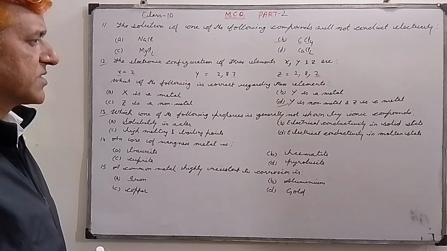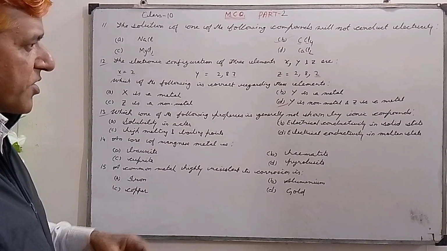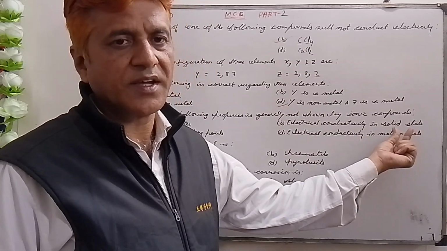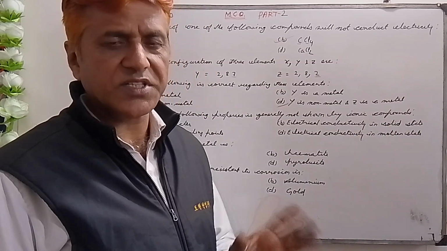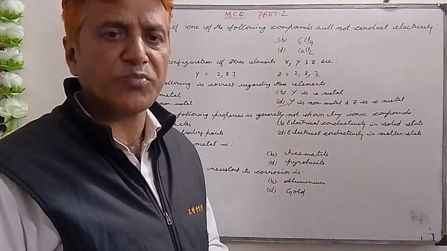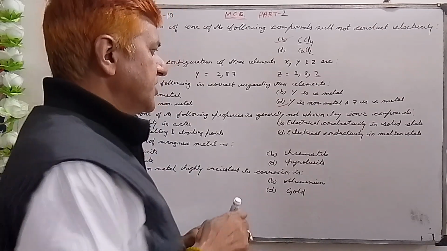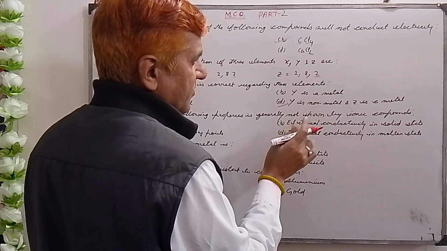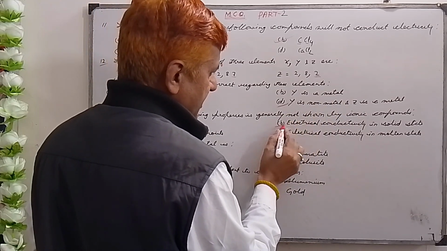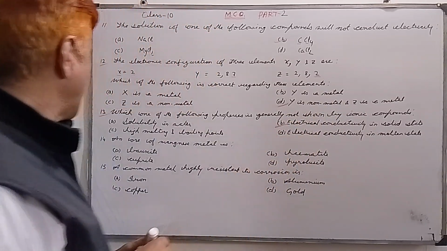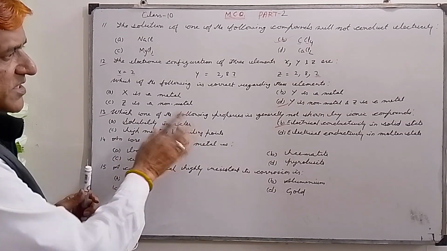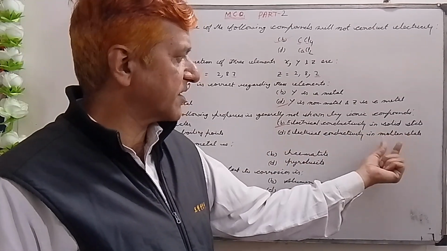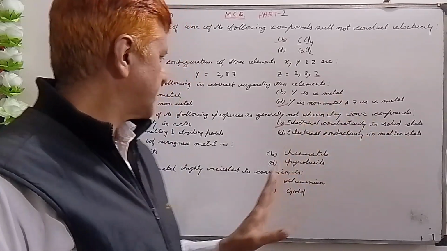Always remember, my dear students, that ionic compounds do not conduct electricity in solid state. Why? Because in solid state ions cannot move, they remain fixed. So electrical conductivity in solid state is not shown by ionic compounds. So this is our correct answer. High melting and boiling point, yes, they have high melting and boiling point. Electrical conductivity in molten state, yes, they conduct electricity in molten state.